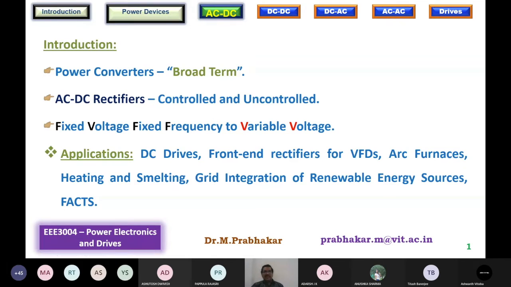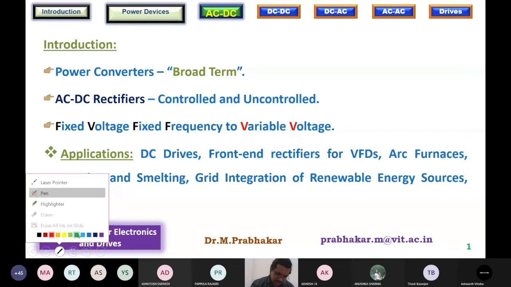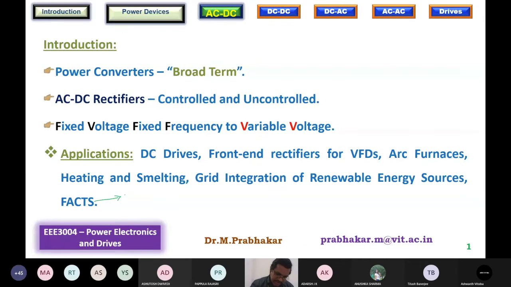Then nowadays there are two more important applications. This represents flexible AC transmission systems and grid integration of renewable energy sources. So I think it's better to write down the two abbreviation expansions, and then I will proceed further. The expansion of this is flexible AC transmission systems.